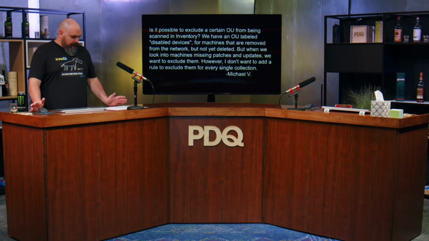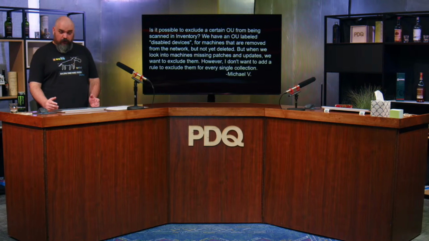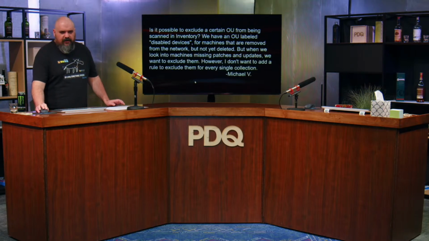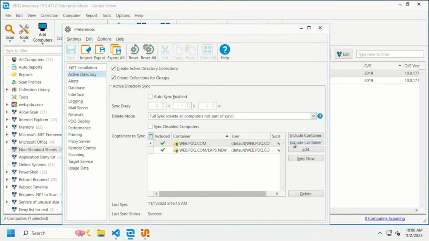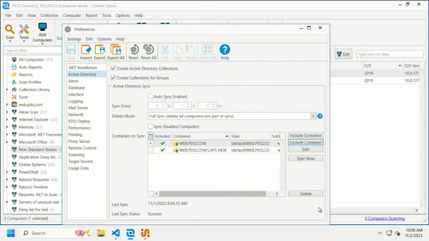On this one, I could take this a couple ways. Is it possible to scan? If that means that you don't want them in inventory at all, that's pretty quick to do. If you go to Control Command, open the preferences down to Active Directory, you can do an exclude container where you can specify that one, and that will remove them out of inventory so they're not in there. The other one, you said they're disabled. If they're disabled in Active Directory, you can uncheck the sync disabled computers and it should get rid of them.